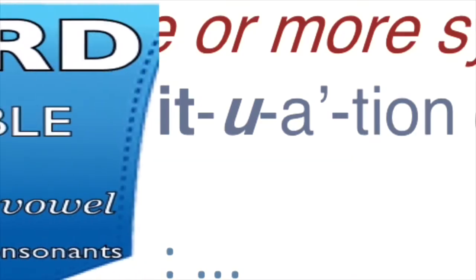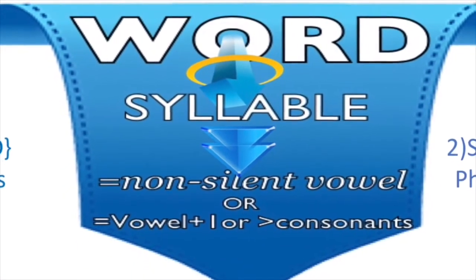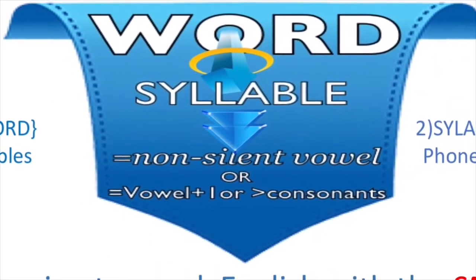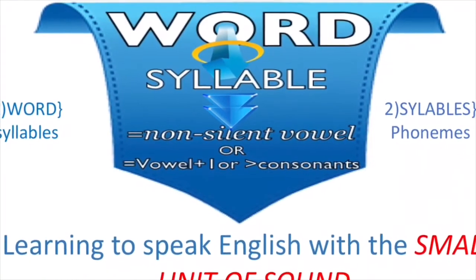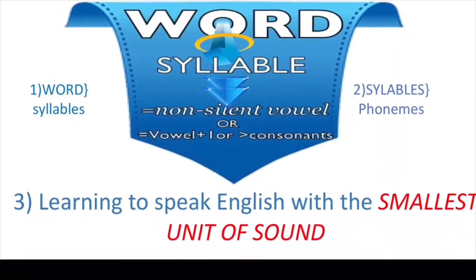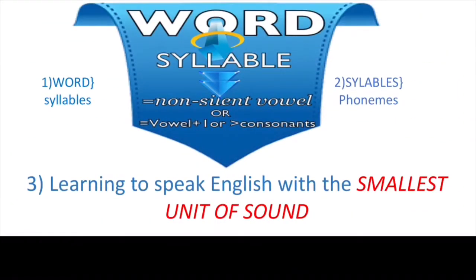Okay, so words are made up of syllables, and then those syllables, you have to know how to say them, and then which one to stress. Which one to stress, meaning saying longer and louder. You don't have to scream it out, but you just stretch it a little bit, all right? We're going to learn to speak English with the smallest unit of sound, all right? One sound at a time.